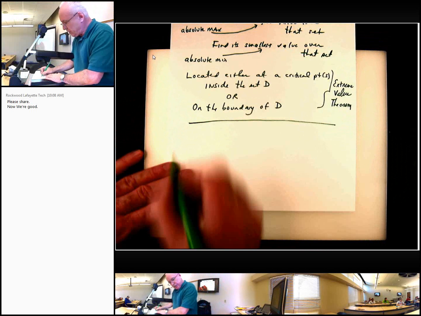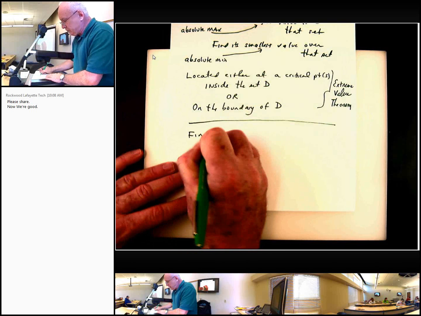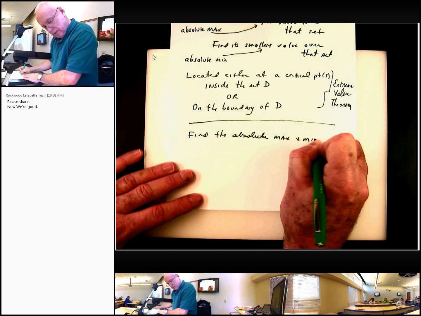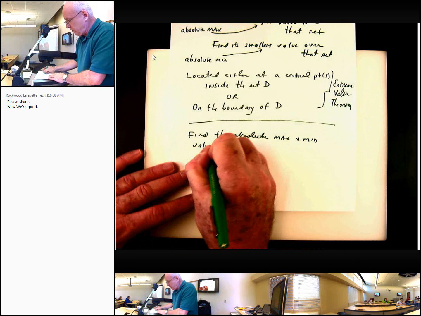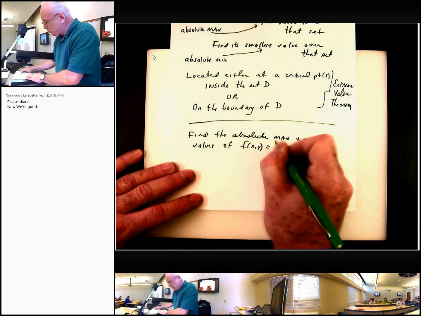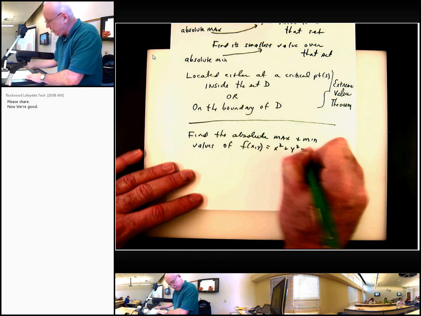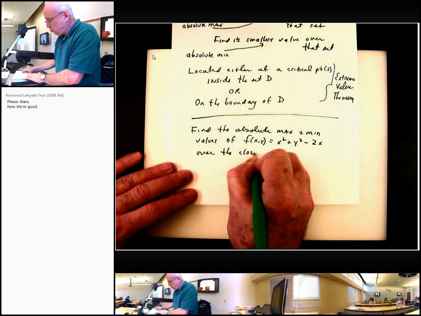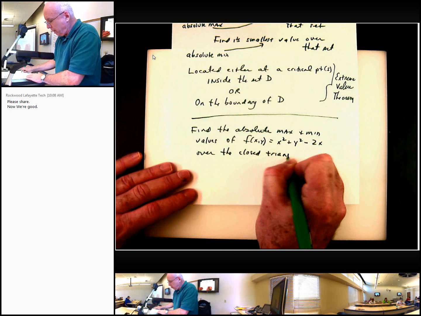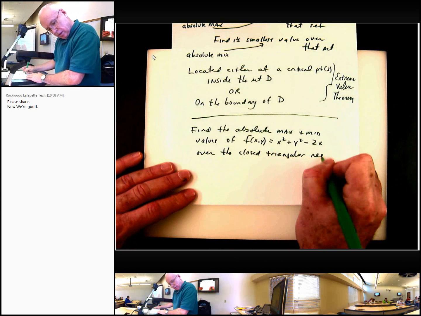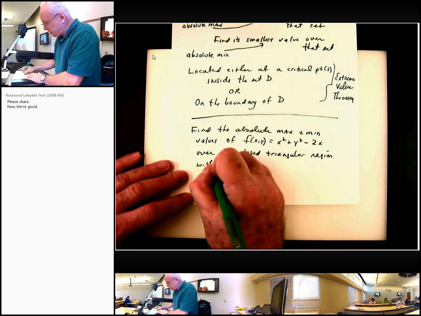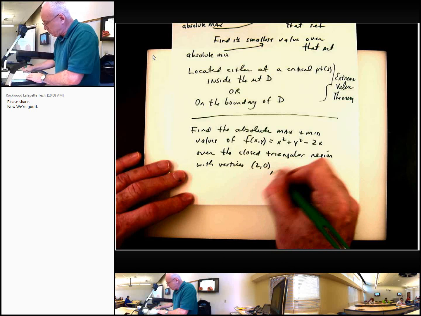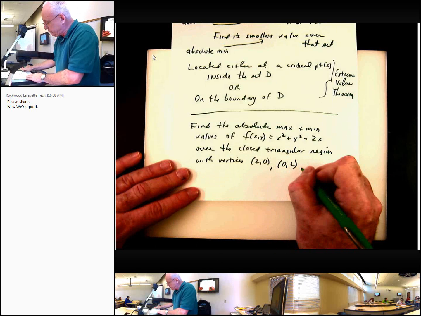So here's our example. Find the absolute max and min values of our function of x and y, x squared plus y squared minus 2x, over the closed triangular region with the vertices: one of the vertices is (2, 0), the other one is (0, 2), and the third vertex is (0, -2).